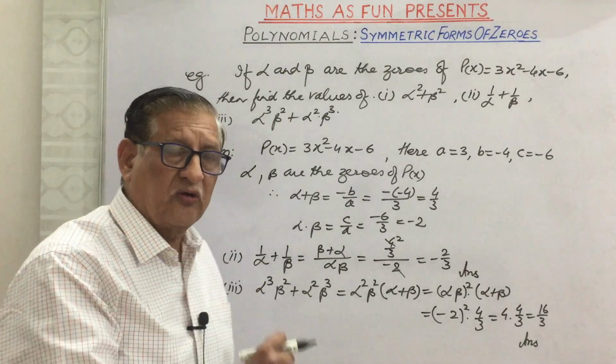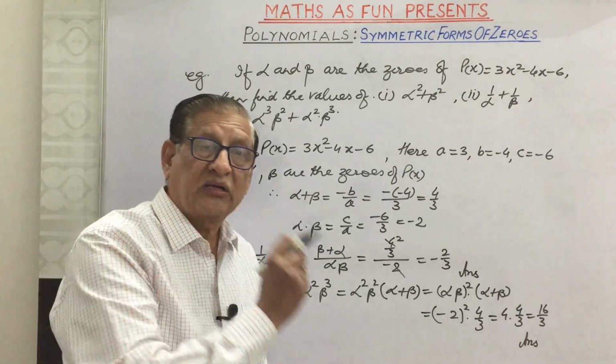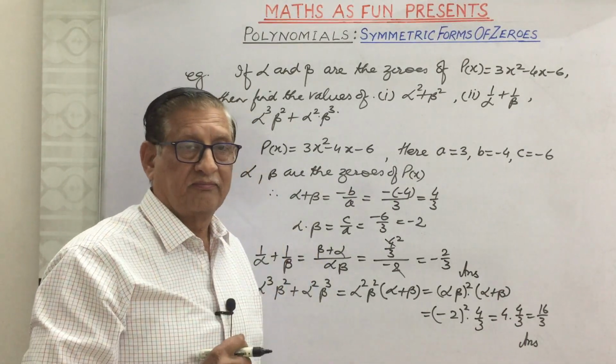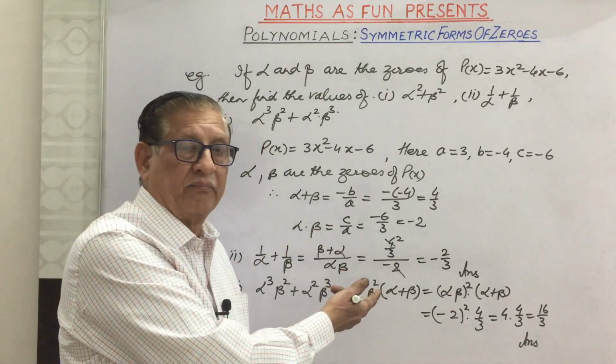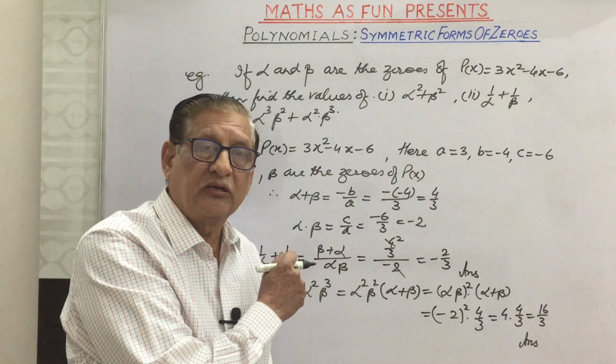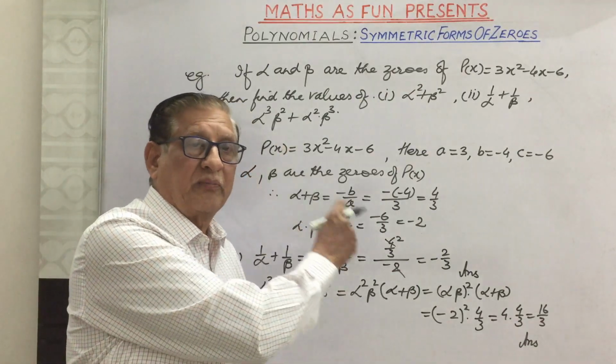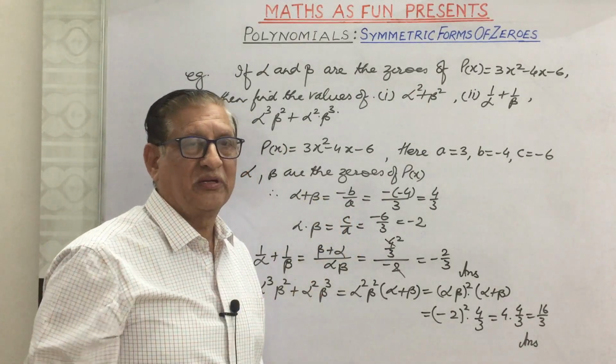So like this, if any symmetric function is given to us, we can find out its value by transforming it using the algebraic identities in terms of alpha plus beta and alpha into beta.